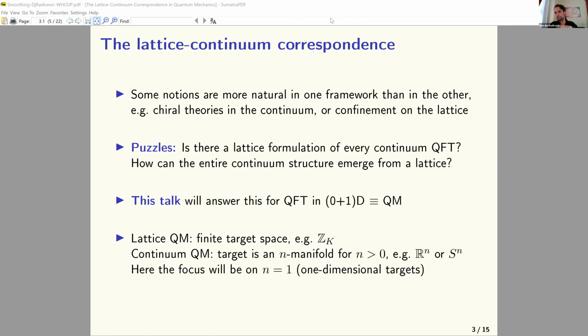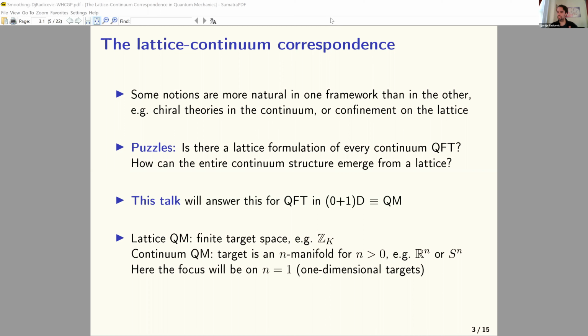I will mention near the end, perhaps, how to generalize certain things to higher dimensions. Some of it has already been done, and there's a roadmap to how to generalize to higher dimensions. But this talk will be pretty firmly in 0+1.